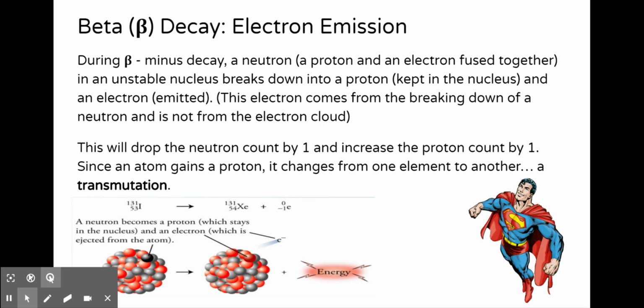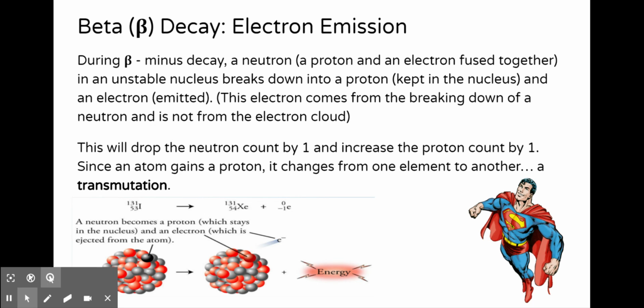Beta decay or electron emission. Beta minus decay: a neutron is a proton and an electron fused together. I know, crazy, mind blown. A proton, positive charge, and an electron, negative charge, fuse together to have a neutral or no charge and create a neutron.